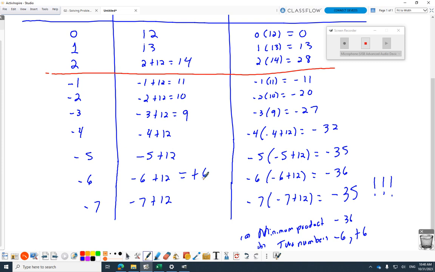How do I know it doesn't go up for a bit and then go down again and go below negative 36? See, it's not complete. I would say that's the biggest problem I have with this method. It's not a complete method. I don't know for sure I've got the answer. It really looks like I have the answer, and in this particular case, I do.